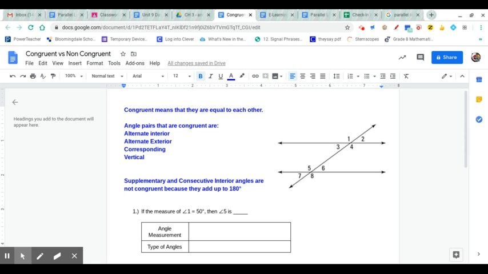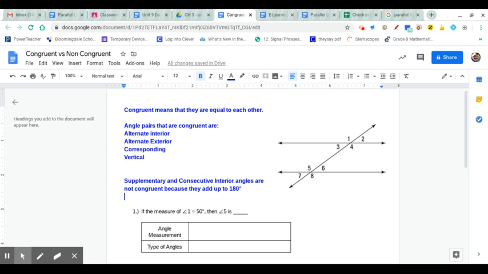So from yesterday, I wanted to point out a few things that I saw a lot of people had some confusion about. Something to remember is that congruent means that they are equal to each other. So congruent, if one angle is let's say 45 degrees and you figure out the angle pair and it's congruent, it is also going to be 45 degrees.